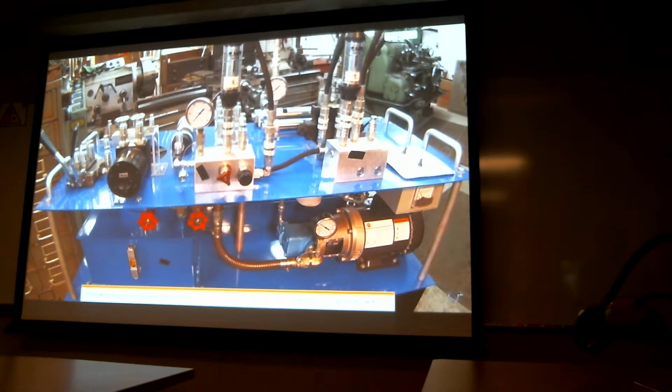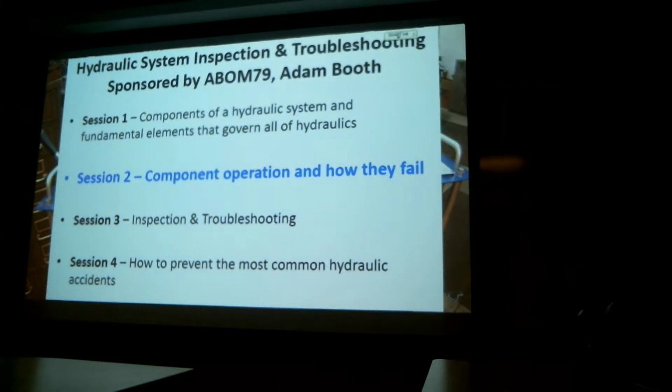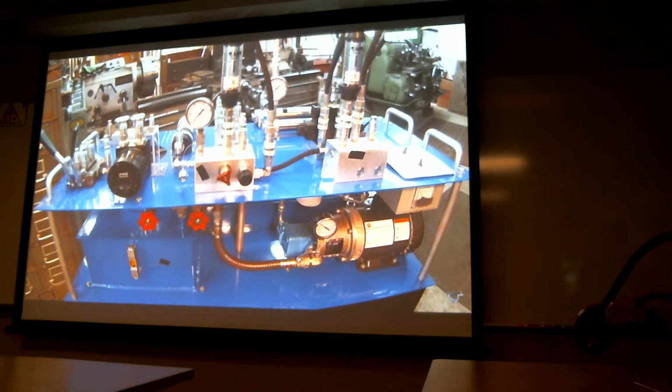Hey guys, welcome back to the shop. My name is Paul, and we're continuing our hydraulic series here. The whole series is called Hydraulic System Inspection and Troubleshooting, and we've broken this down into 4 sessions. So this is session 2. What we're going to be talking about in this session is component operation and how they fail. I've got some failed components here that I'm going to show you while I'm doing this, so hopefully it'll make it interesting rather than just running my mouth the whole time.